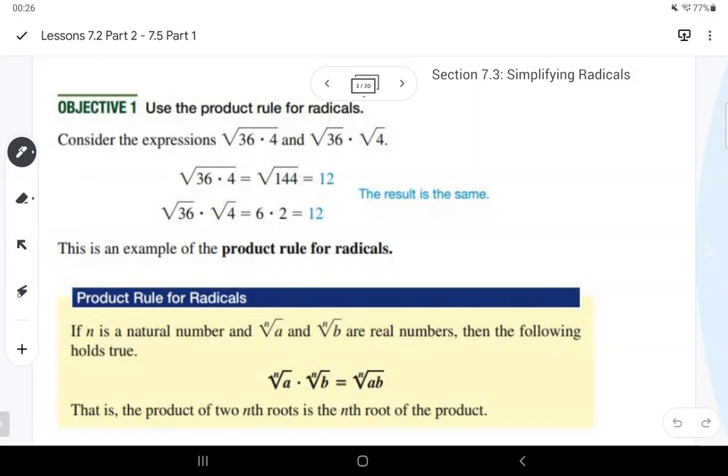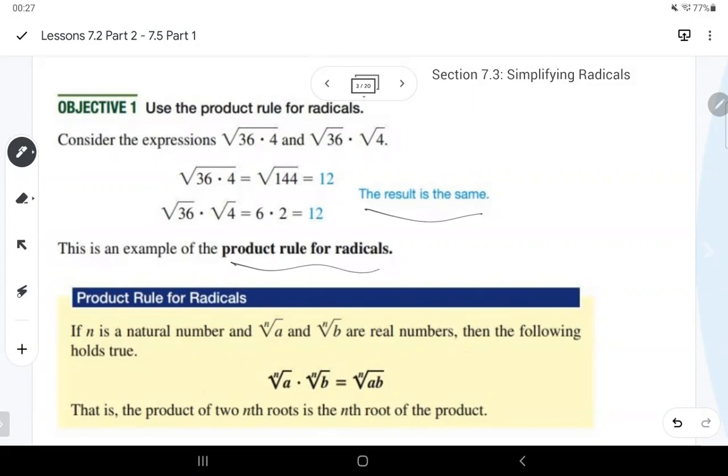For using the product rule for radicals, consider the expression the square root of 36 times 4 and the square root of 36 times the square root of 4. So the square root of 36 times 4 is equal to the square root of 144, which is equal to 12. Whereas the square root of 36 times the square root of 4 is equal to 6 times 2, which is also 12. So the result is the same. This is an example of the product rule for radicals.